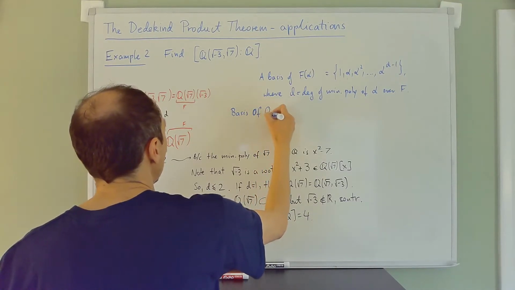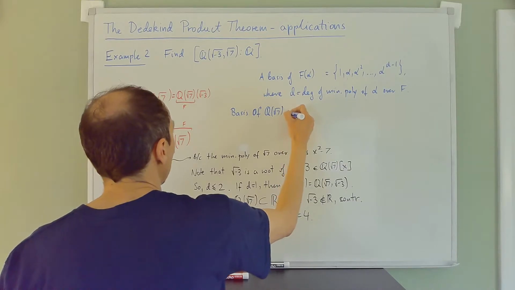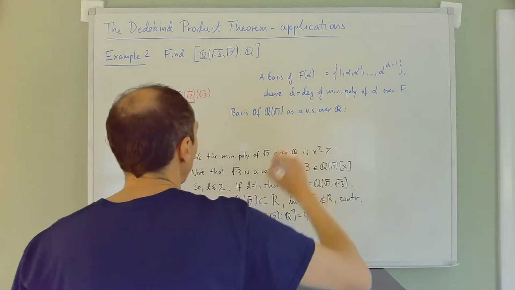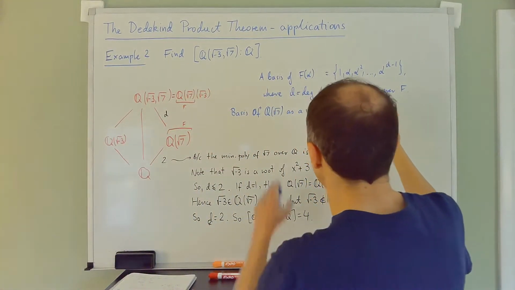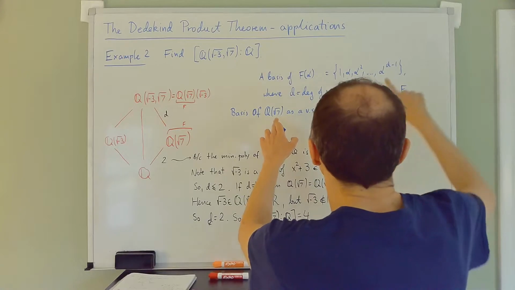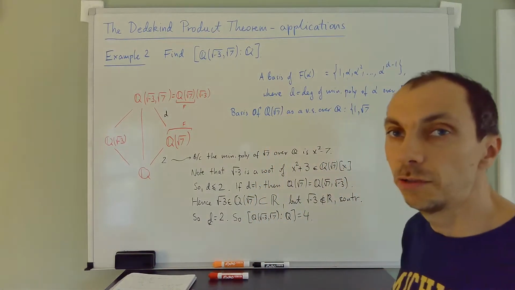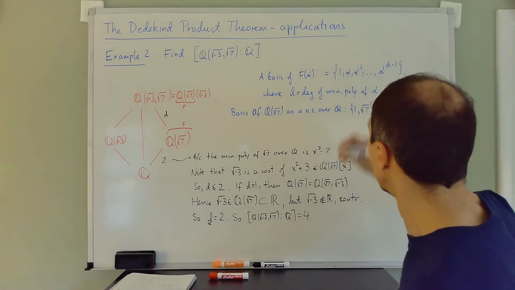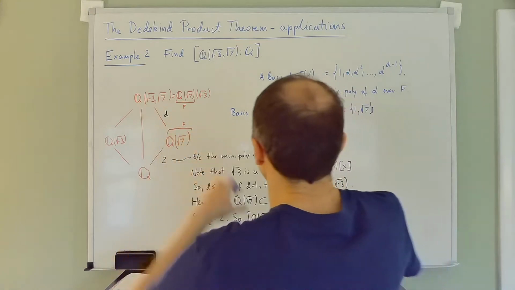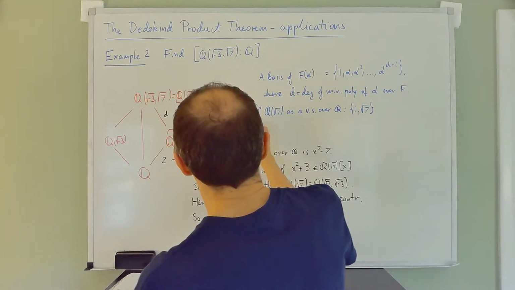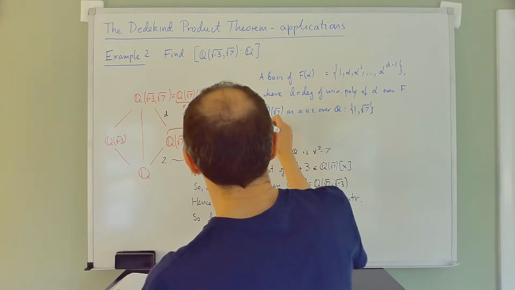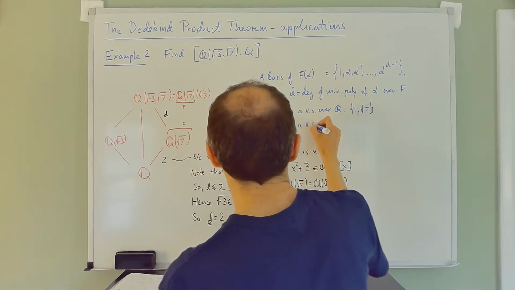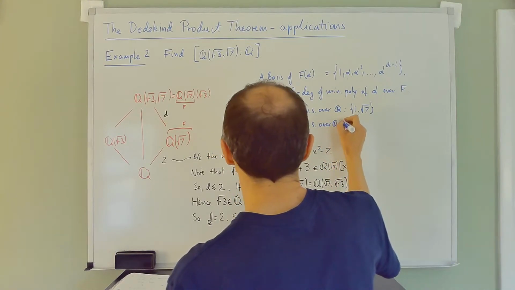So a basis of Q adjoined radical 7 as a vector space over Q would be, well, okay, let's start with 1, then alpha, so radical 7, and I'm supposed to go to the power 1 less than the degree of the minimal polynomial, but the degree of the minimal polynomial is 2, so I stop there. Now let's do this. Basis of Q adjoined radical -3, radical 7 as a vector space over Q adjoined radical 7.